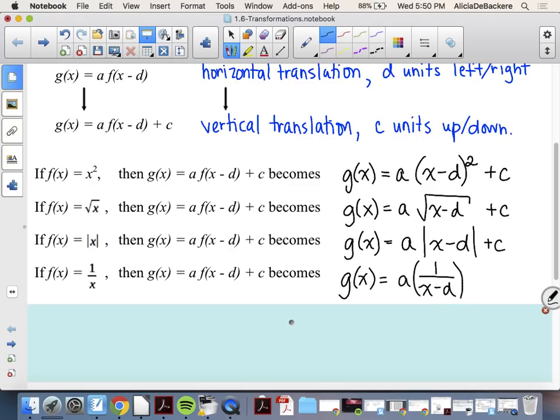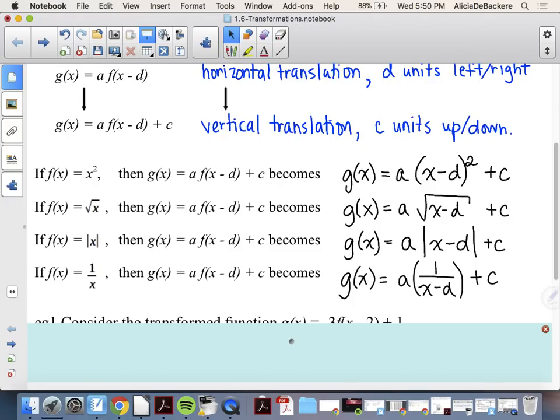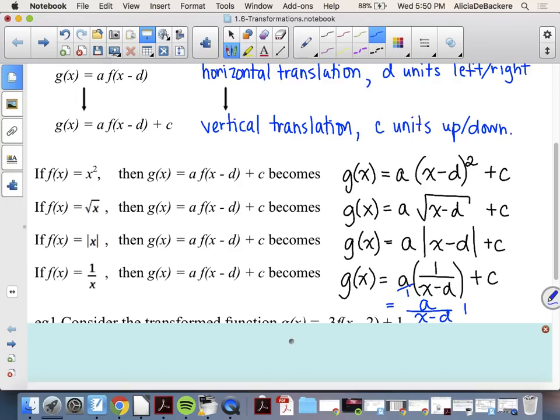You can keep it in brackets if you like to show the multiplication, but you don't need it there. In fact, I don't have a ton of room here, but some people will rewrite this and they'll multiply those two fractions together. So they're going to think about the a is the same as a over 1. And to multiply two fractions, I multiply the numerators, a times 1, and I multiply the denominators, 1 times x minus d, and then I add c afterwards. So these two expressions are the same. Whether you put the a out front like this, or whether you put the a in the numerator, it doesn't make a difference.